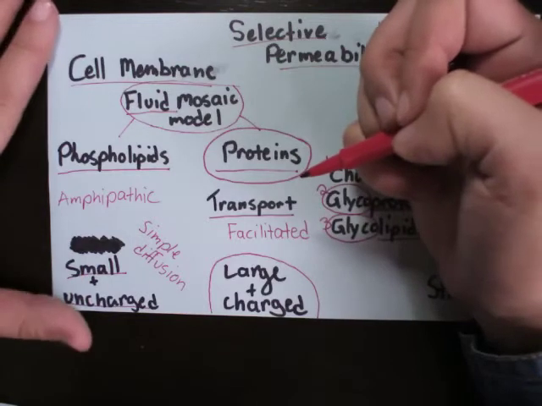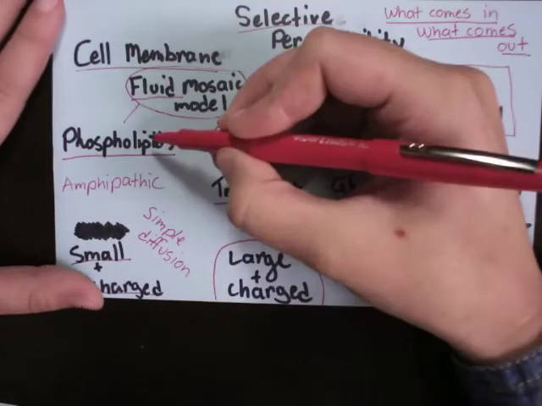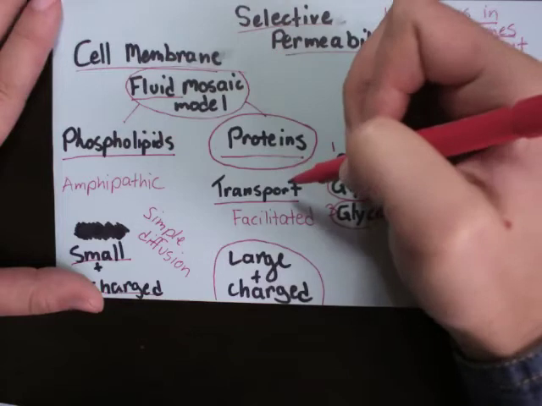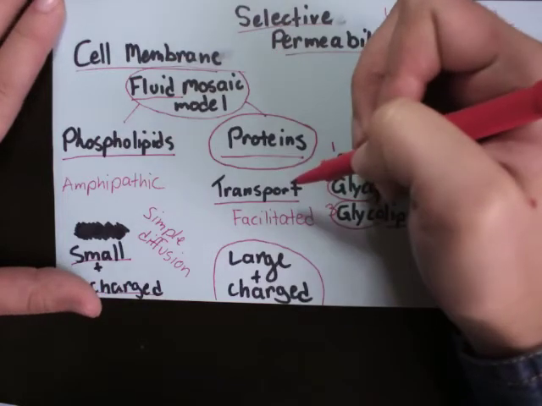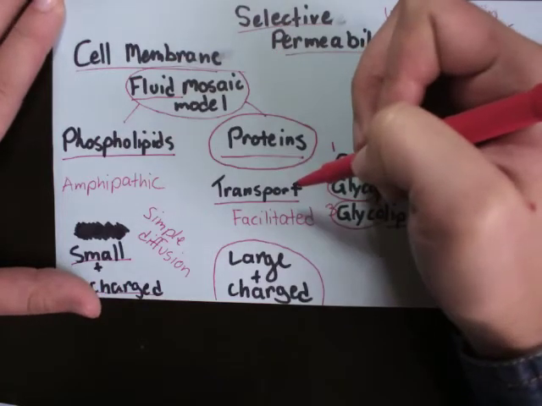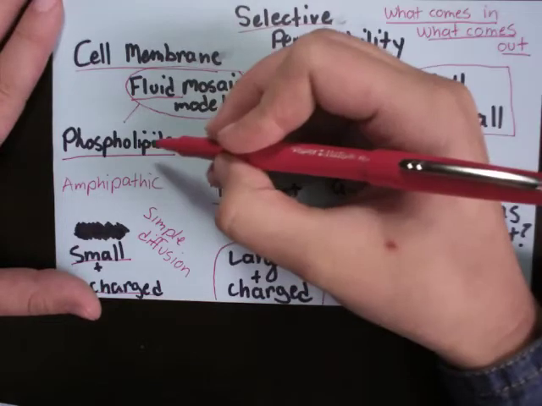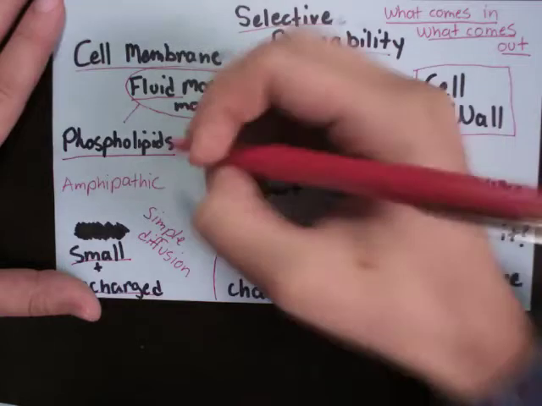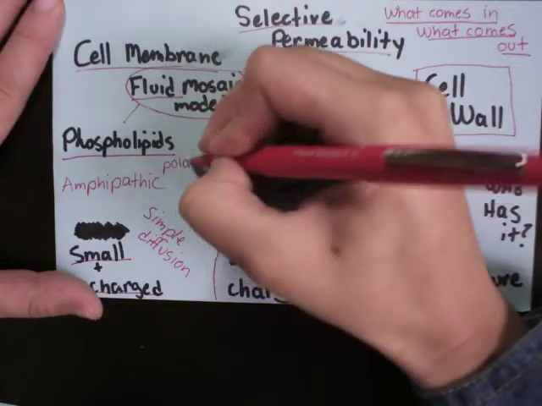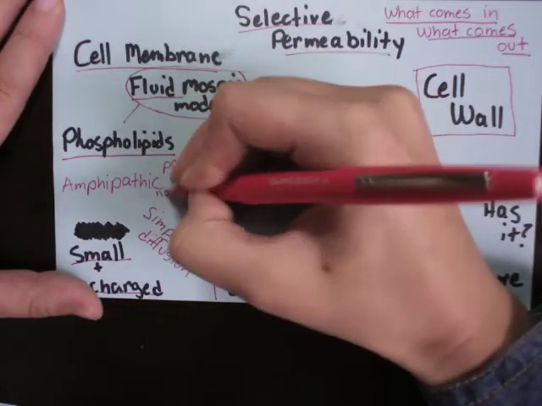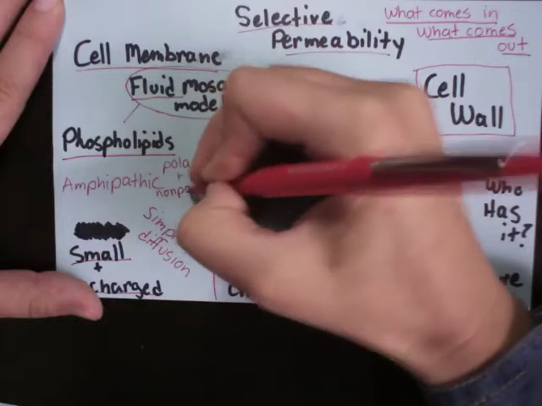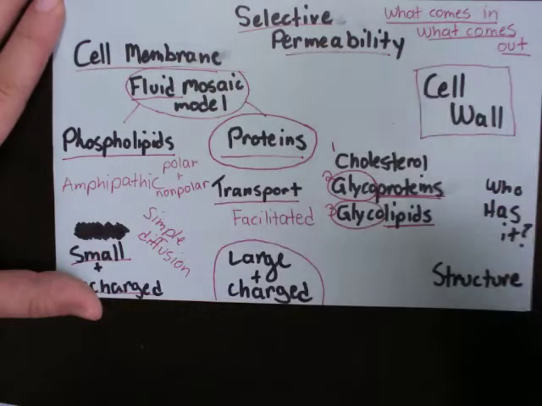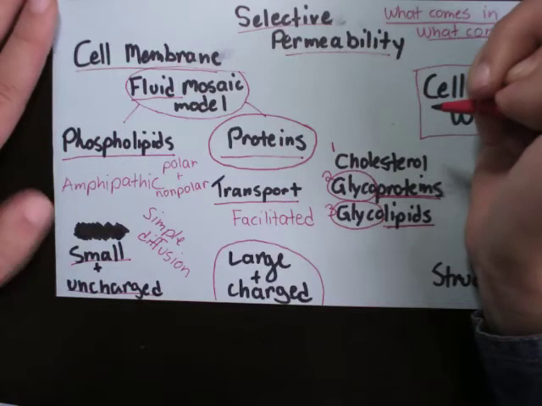The two main stars of this model are going to be the phospholipids and the proteins. We already know from our biochem chapter what these words mean. It's going to be really important that we remember that phospholipids are amphipathic, so they are both polar and nonpolar. This is a really important piece of our explanation of how our membrane provides selective permeability.